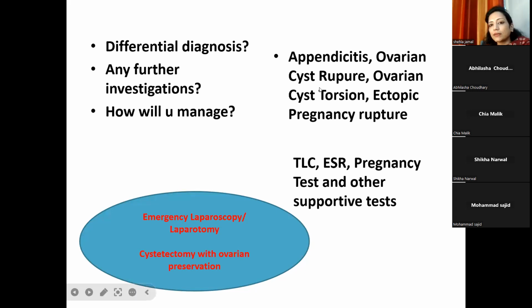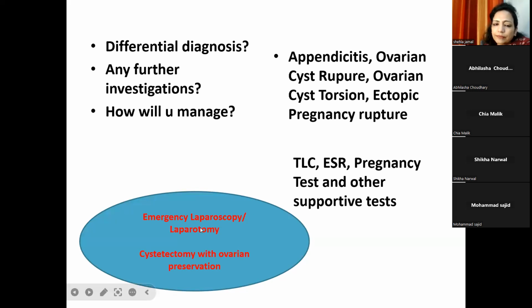Now, the clinical differentials that we have in this case are acute appendicitis, ovarian cyst rupture, ovarian cyst torsion, and a ruptured ectopic pregnancy case. And the first and foremost investigation apart from CBC will be TLC, ESR, a pregnancy test, and other ancillary tests.